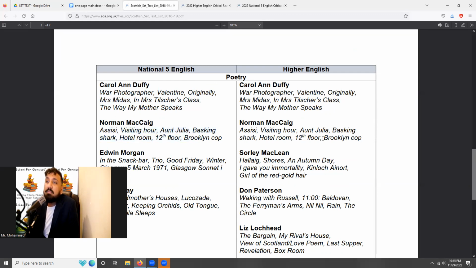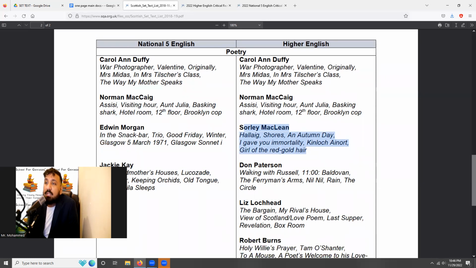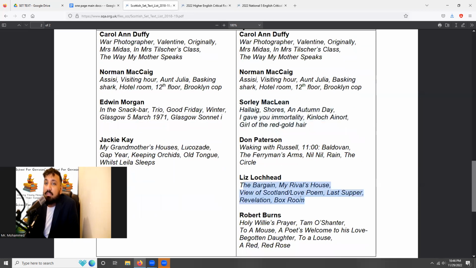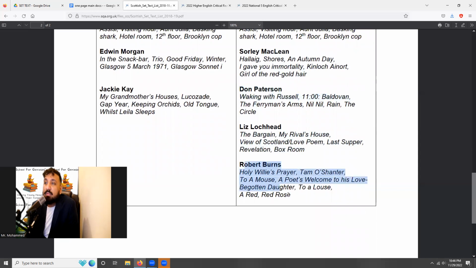And then at National 5 and Higher, you have MacCaig and his poetry. Again, MacCaig is extremely popular. Edwin Morgan's popular, but not very popular. This is for National 5. Jackie Kay at National 5, I've never seen. It's not too popular. Sorley MacLean, I've only seen once, and this is for Higher, and it's poetry. And then Lochhead is quite popular, so there's a good chance you could study Lochhead. Don Paterson, I've never seen, and then Robert Burns, even though he is a very popular poet in general, I haven't seen too much Robert Burns in terms of students.